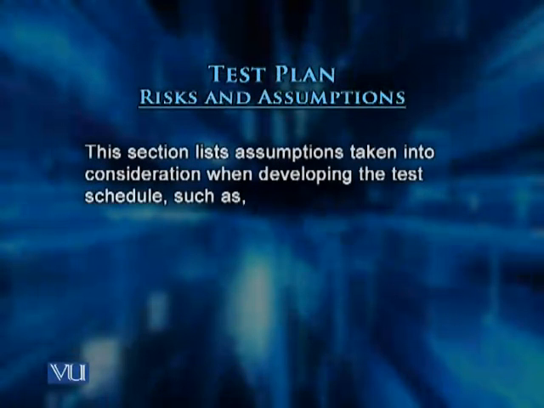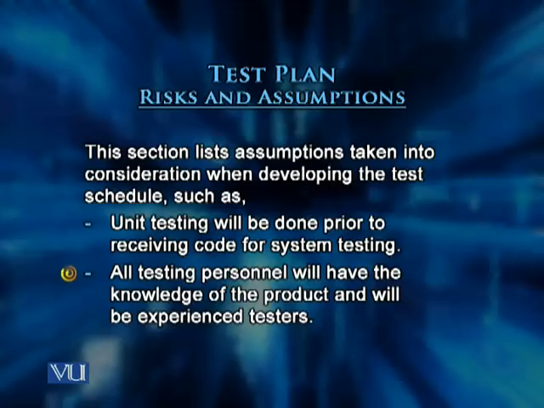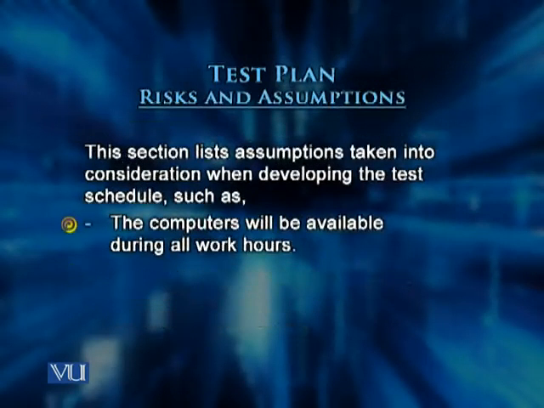The next section is risks and assumptions. This section lists assumptions taken into consideration when developing the test schedule. Examples include unit testing will be done prior to receiving code for integration. All system personnel will have the knowledge of the product and will be experienced testers. This is an assumption that we make while planning for software testing. And the computers will be available during all working hours.